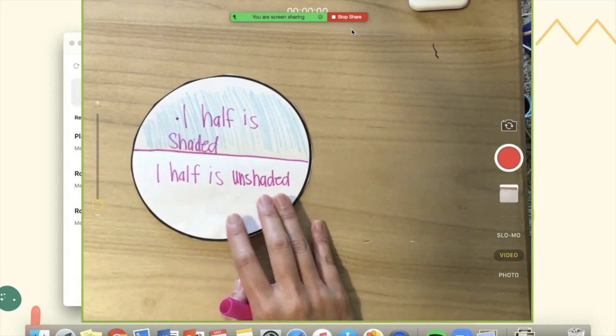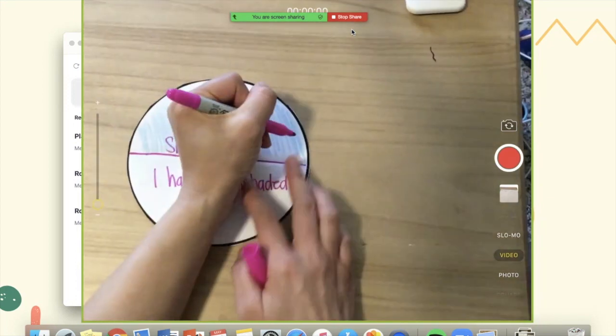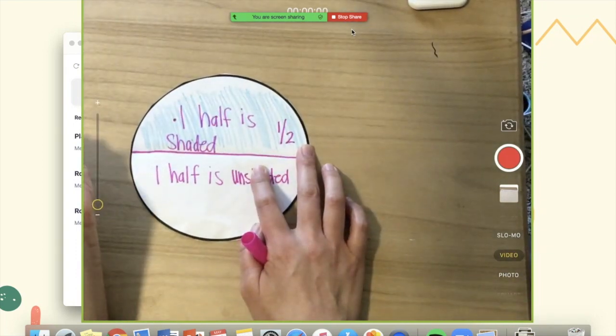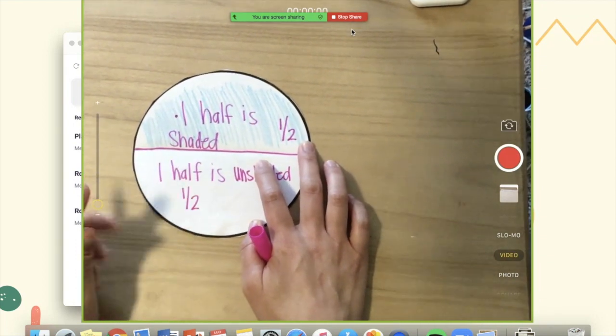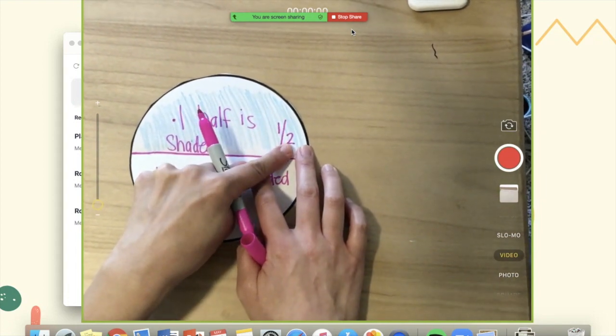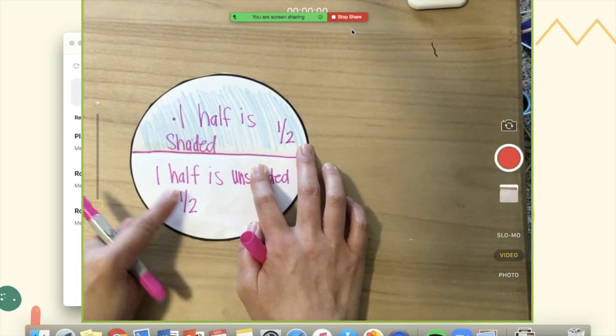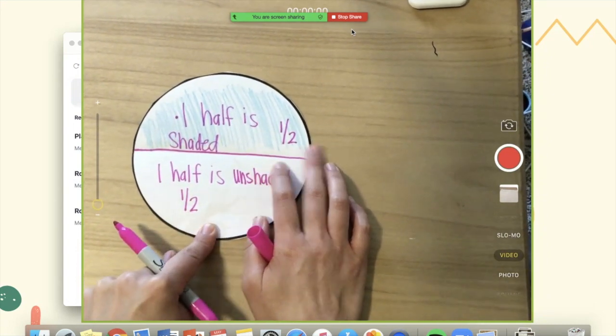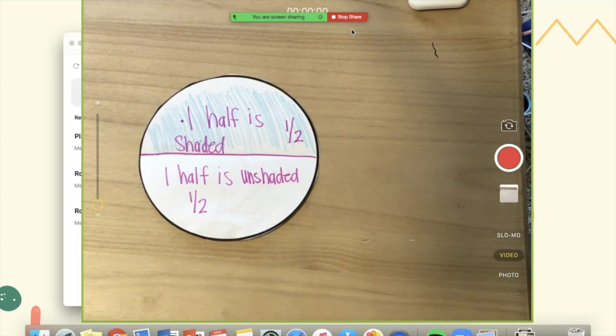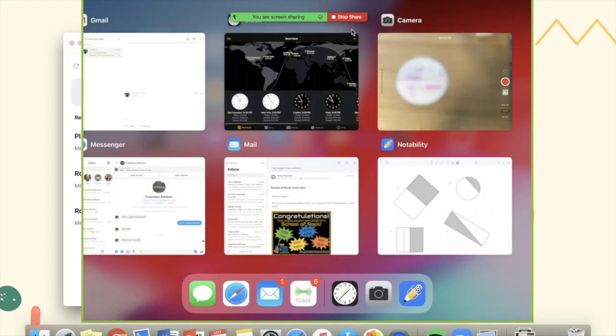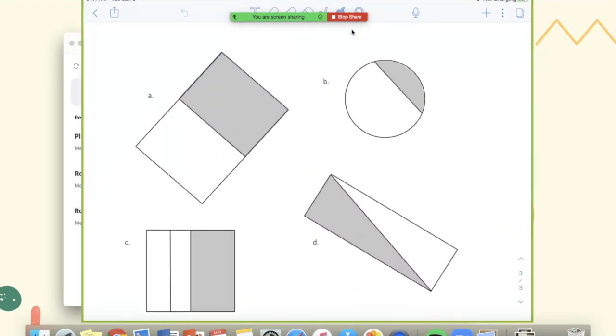And now if you're using those fractions like we've used before, this is how you write 1/2. And then down here, 1/2. Because it's one part out of two total parts shaded, one part out of two total parts unshaded, okay? So now I'm going to show you another example of shapes that are partitioned. So take a look at these shapes. Now they are partitioned, but I want you to decide if the shapes are equal or unequal.